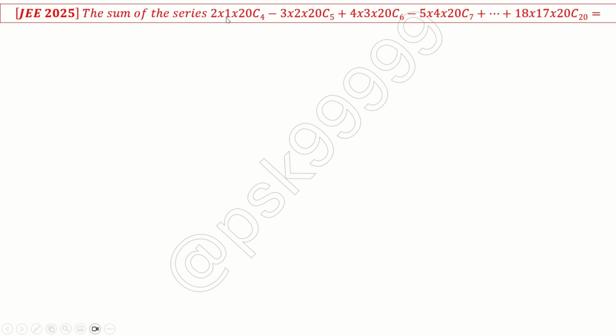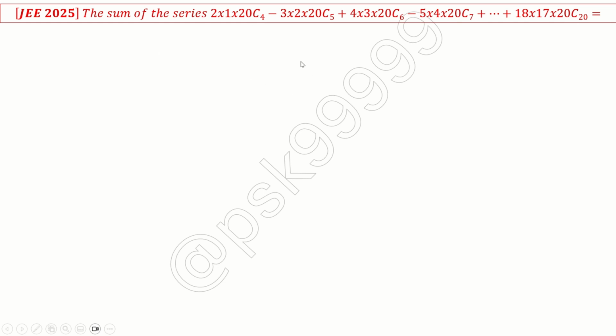The sum of the series 2 into 1 into 20C4 minus 3 into 2 into 20C5 plus, so there are alternating positive and negative signs. First, there is a series going on: 2 into 1, 3 into 2, 4 into 3, 5 into 4, and so on, up to 18 into 17. And then there are combinations 20C4, 20C5, 20C6, in increasing order up to 20C20. Note this: it is starting from 20C4, not from 20C0. How to solve this problem?